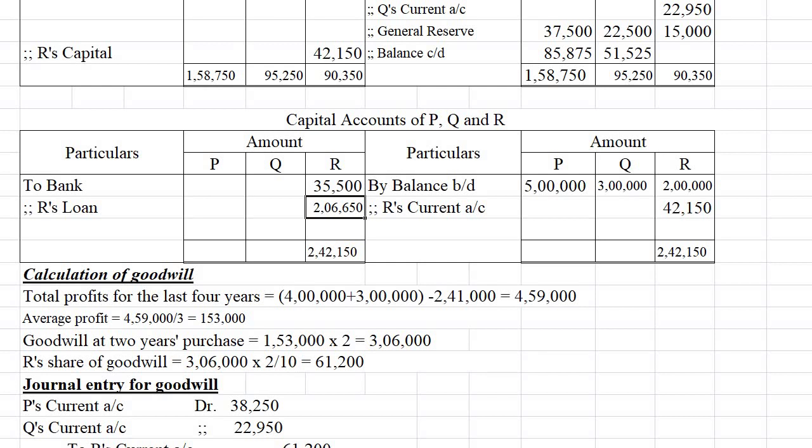Okay. Then let us complete the capital account of other partners also. So in the case of other partners, for P it is total comes in the credit side 5 lakh and Q also 3 lakh comes in the credit side and that will be shown in the debit side of their capital account and we'll find out the balance. To balance carry down 5 lakh and 3 lakh for P and Q. Okay. So this is the case.